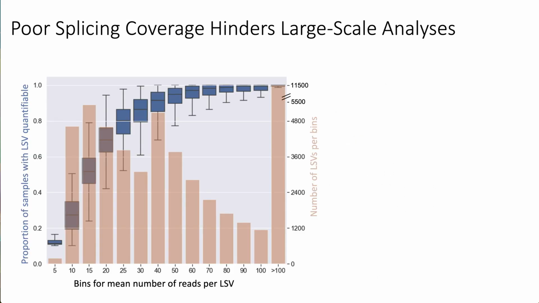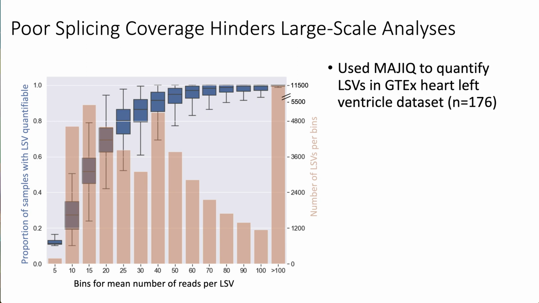I was initially interested in using MAGIQ to quantify splicing in the GTEx heart left ventricle dataset, which has almost 200 samples. However, I realized that a significant number of events in this dataset are poorly covered. Here I've binned all the LSVs we get back from MAGIQ into different bins of coverage on the x-axis, while the y-axis plots either the number of LSVs per bin in orange, or the fraction of samples in which we were able to quantify a given LSV in blue.